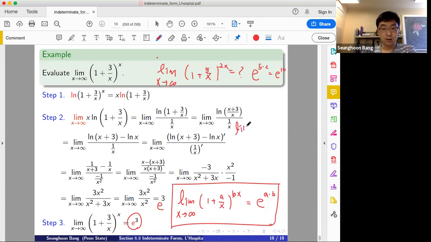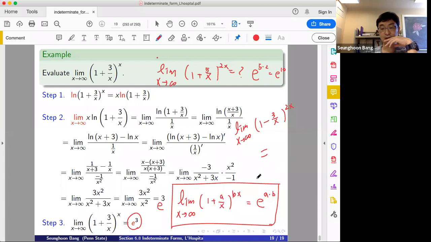The limit as x approaches infinity of 1 minus 3 over x to the power 2x. What is the answer? What do you think? Could you write your answer on the chatting board? e to the 6 is right. e to the 6.